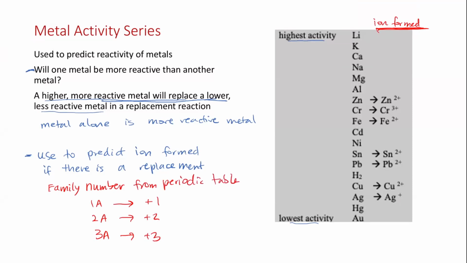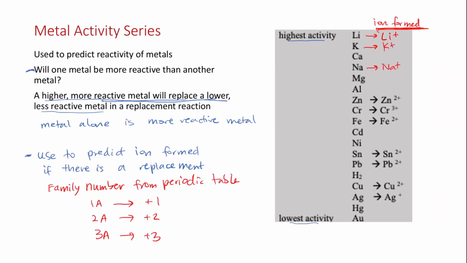Okay, so I need my periodic table. Here's my periodic table with those element symbols, and I can add the ion that's formed by looking for lithium. Lithium is in family 1A, so it forms the lithium +1 ion. Potassium is also in that family, and so is sodium. So I can list all of those as the +1 ions. So that's K+ and Na+.